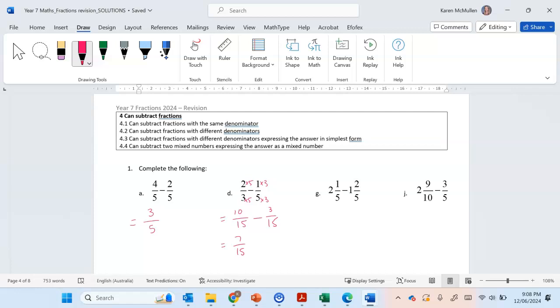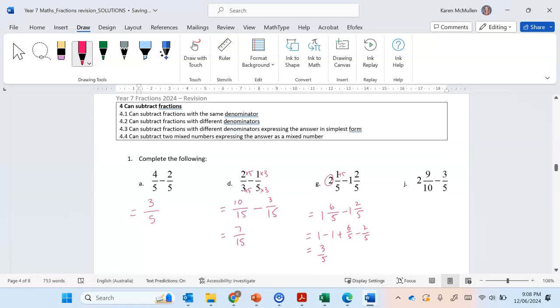All right, so if we want to, we can actually borrow from the 2. So 5/5 is the same as 1. So I just need to add 5 to here. All right, so 1 and 6/5 is the same as 2 and 1/5. And then I can minus the 1 and 2/5. And then I can do my 1 minus 1, and then the 6/5 minus the 2/5. So 1 minus 1 is 0, 6/5 minus 2/5 is 3/5. All right, so that's how you can use borrowing if you like.